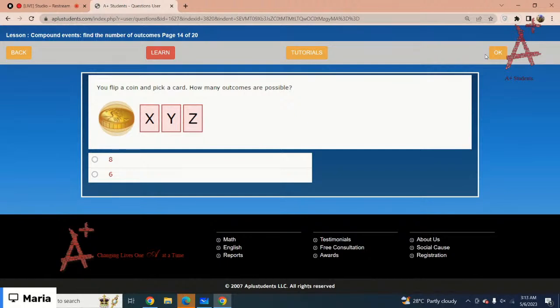You flip a coin and pick a card. How many outcomes are possible? For the coin, you have 2 outcomes, and for the cards, you have 3 outcomes. So it would be 3 times 2. That means 3 times 2 is 6. So the correct option is 6.